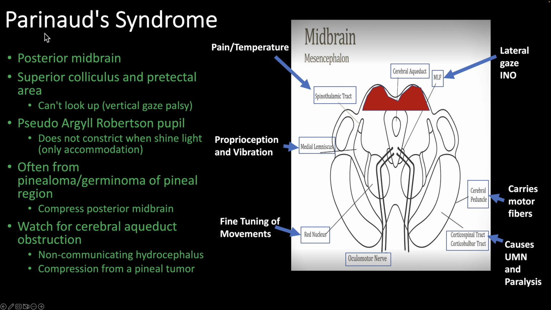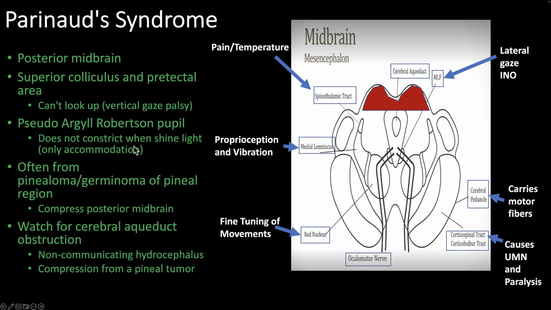Then you have Parinaud syndrome. This is going to be an infarct right above the cerebral aqueduct. It's the posterior midbrain near the superior colliculus in the pretectal area. So you're going to have a vertical gaze palsy. You can't look up. There's also something called a pseudo-Argyll Robertson pupil. Essentially, whenever you shine a light in someone's eyes, they're not going to constrict. The only time they constrict is through accommodation.